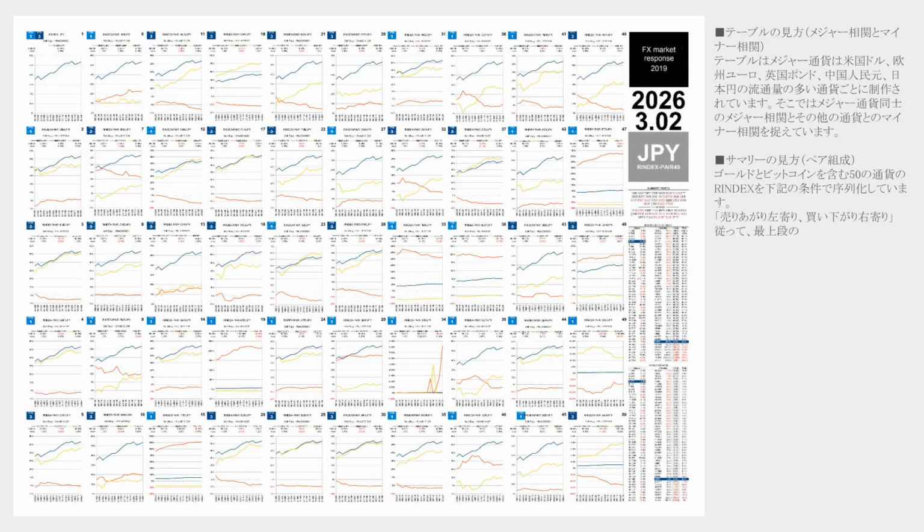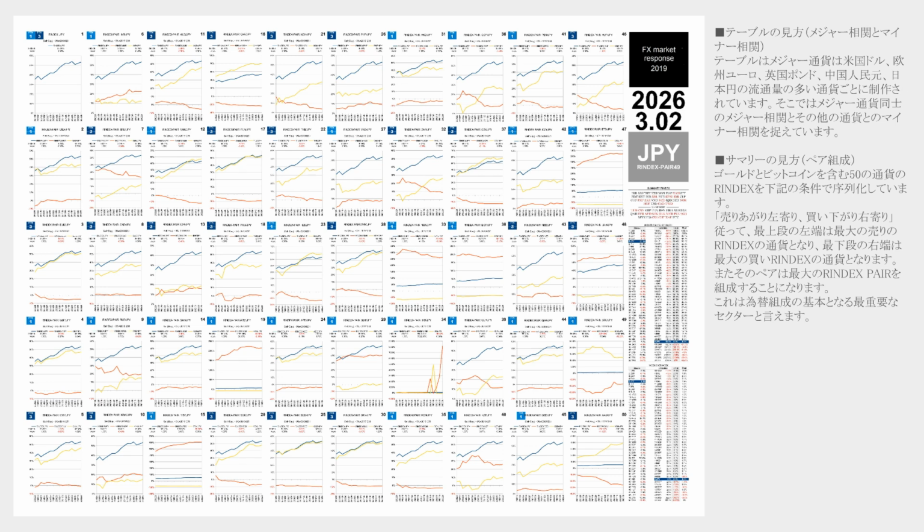How to read the table, major and minor correlations. The table is created for each of the major currencies with the largest circulation, the US dollar, the euro, the British pound, the Chinese yuan, and the Japanese yen. It captures major correlations between major currencies and minor correlations with other currencies.